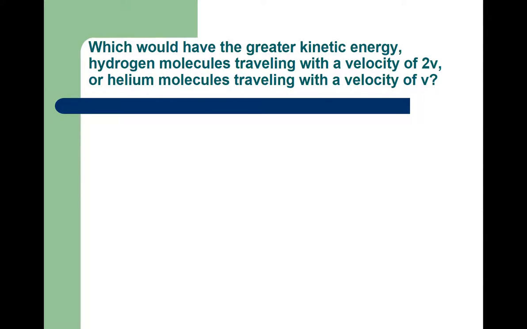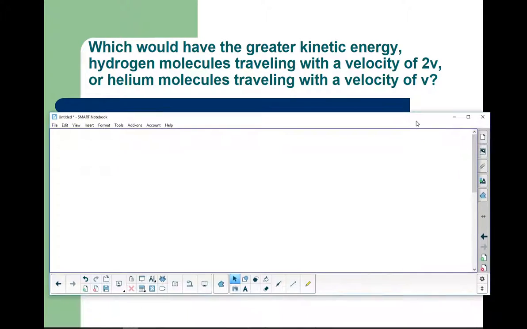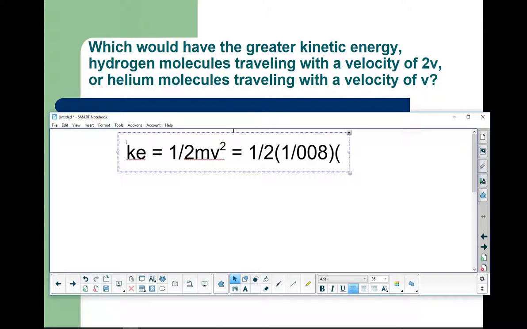Now you've got to sort of think this one through. Which would have the greater kinetic energy? A hydrogen molecule traveling with a velocity of 2v or a helium molecule traveling with a velocity of v? So again, we're going to get a new clean sheet. We're still going to be using kinetic energy is equal to 1/2 mass times velocity squared. So here we've actually got to look up hydrogen, which is 1.008, right? And then we would take the velocity, which is 2v.